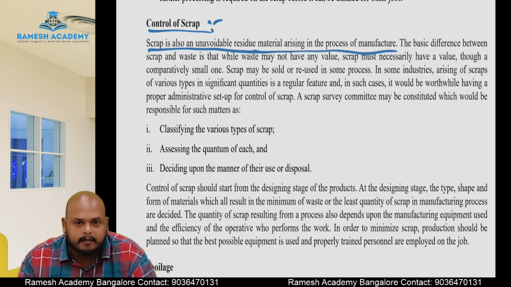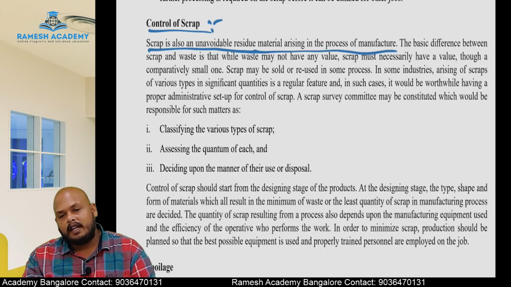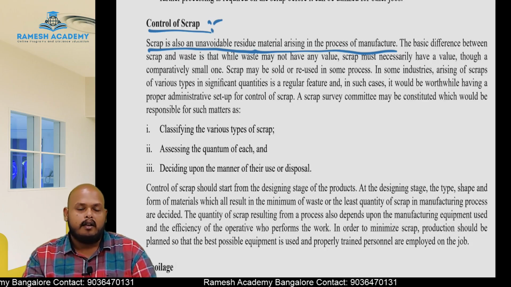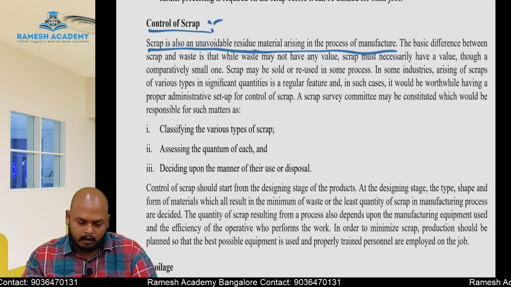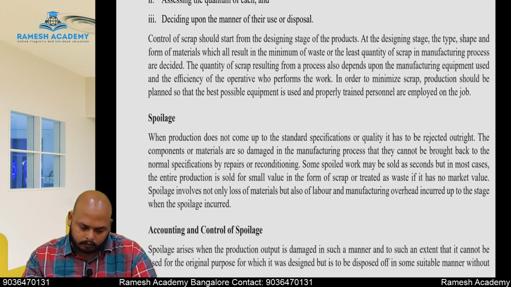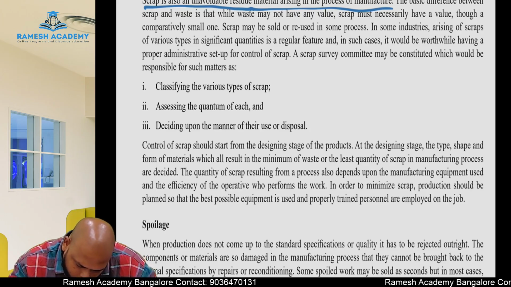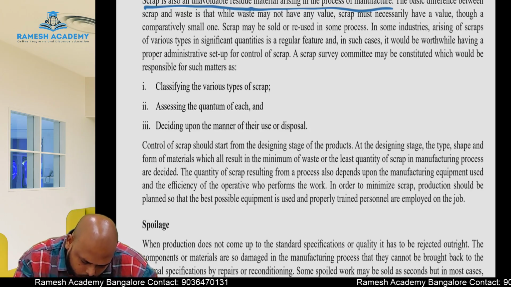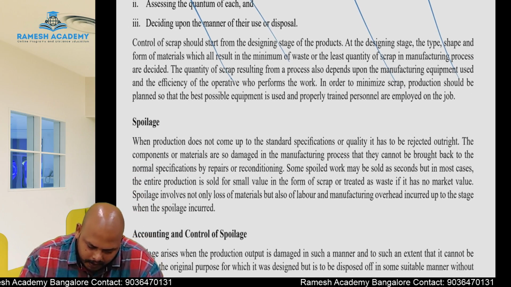The basic difference between scrap and waste we can see. In the case of waste, Nana, there won't be any realizable value in the market. But in the case of scrap, at least we can get some value in the market, Nana. That part is not required.